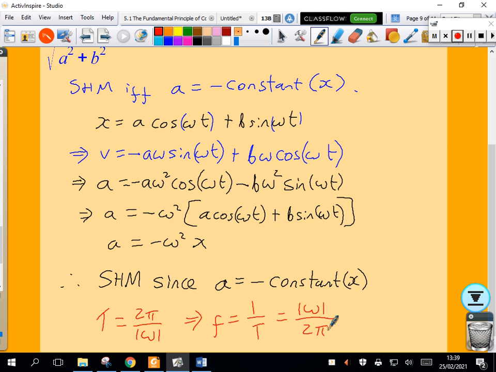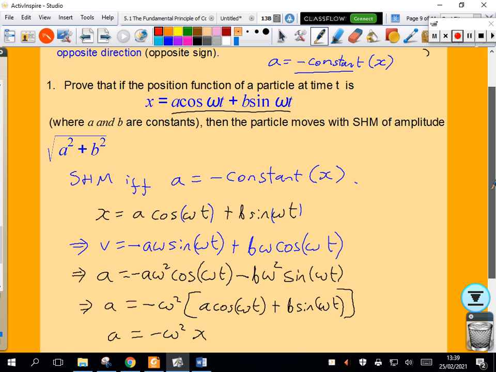Okay, so that's the first part of this lesson, which is to prove it moves with simple harmonic motion. In my next video, I'm going to look at the same question, and I'm just going to explain why the amplitude of a function of this type will always equal the square root of a squared plus b squared.